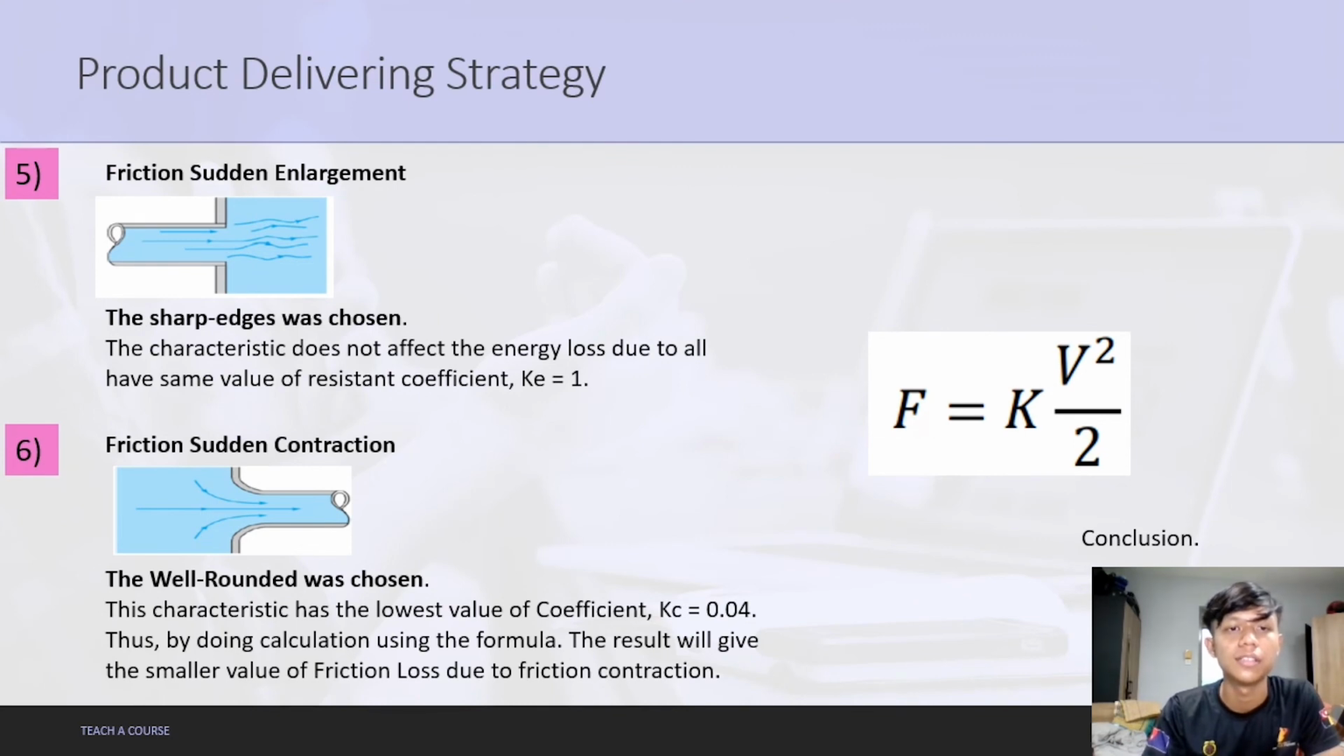Last but not least, the friction from sudden enlargement. There are a few types of enlargement, but none of them affect the energy loss, as all have the same resistance coefficient, which is 1, and the sharp edge was chosen. The last one is sudden contraction. It also has a few types, but we choose the well-rounded one because it has the lowest coefficient, which is 0.04. So by using this formula, we can get a smaller friction loss due to contraction. If we combine all the friction losses in the pipeline, we can maximize the efficiency of transporting acetone to the storage tank.